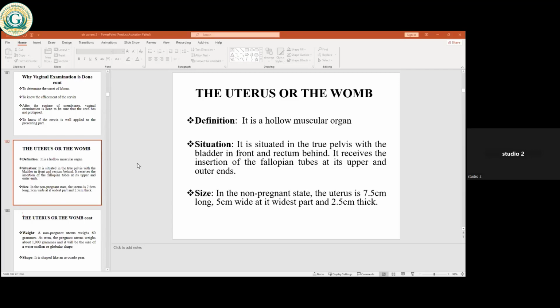In a non-pregnant state, the uterus is 7.5 centimeters long, 5 centimeters wide at its widest part, and 2.5 centimeters thick. We are talking of the non-pregnant state: the uterus is 7.5 centimeters long, 5 centimeters wide at its widest part, and 2.5 centimeters thick.